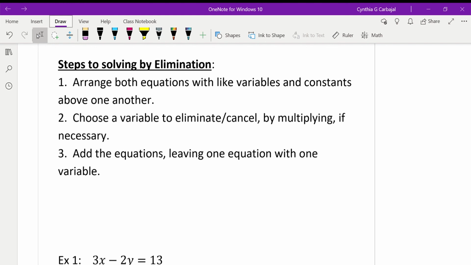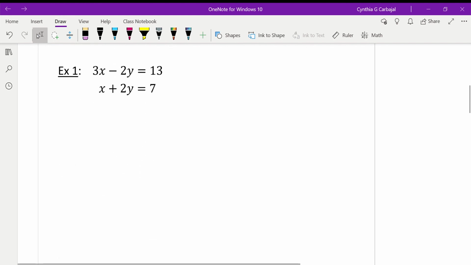Okay, here are the 3 steps we're going to be doing. Number 1, arrange the equations so the variables line up. Number 2, decide which variable you want to cancel. And number 3, add the equations. Alright, and number 1, they're already lined up for us. Great, yay. So we don't have to worry about that.